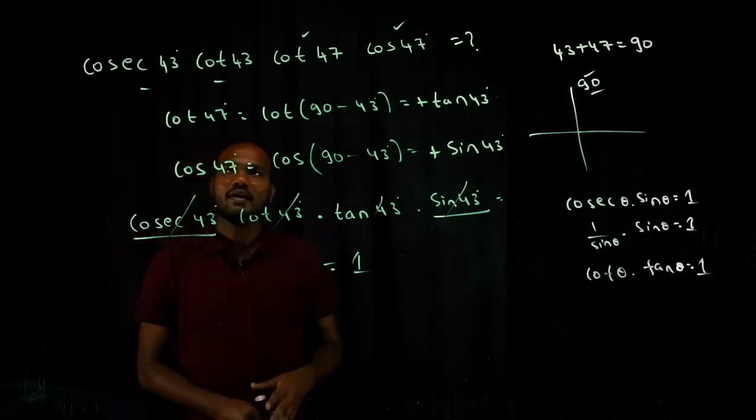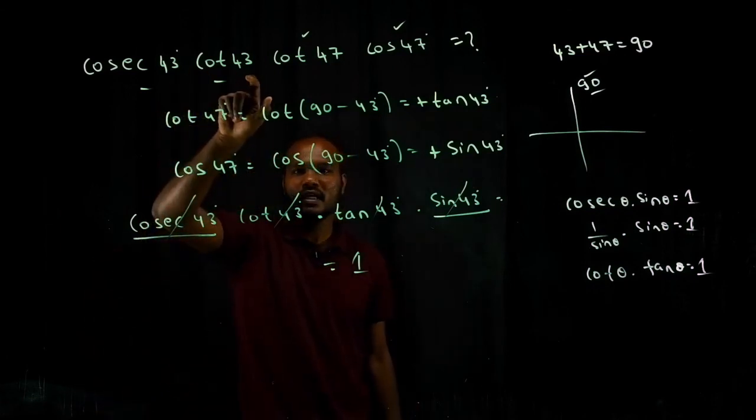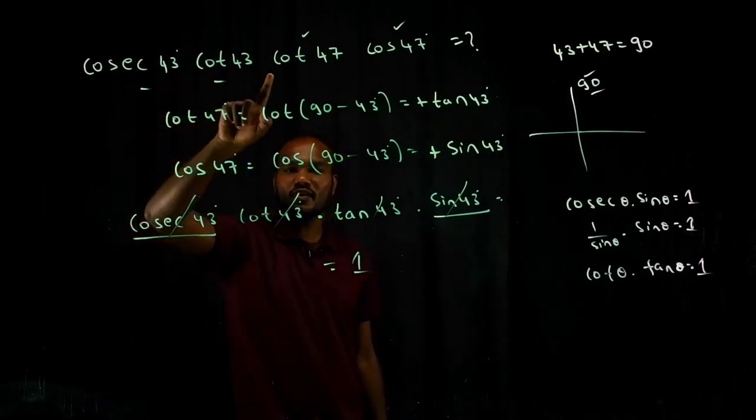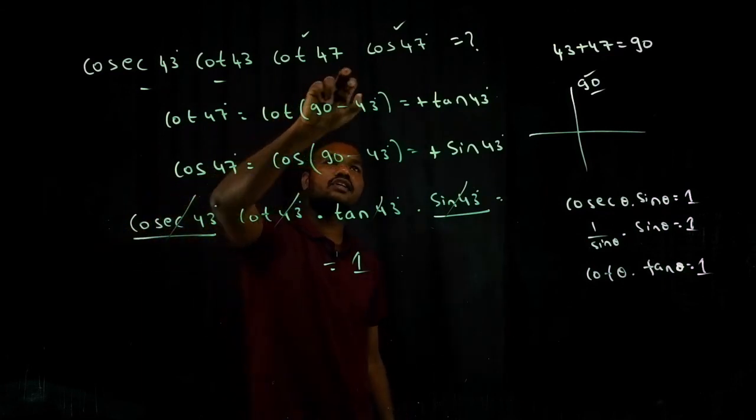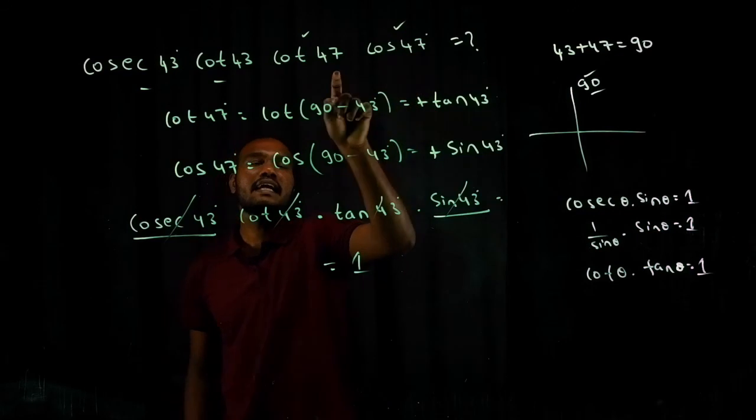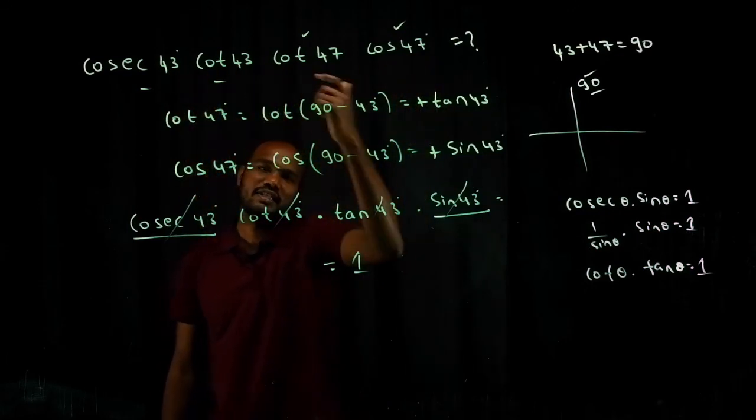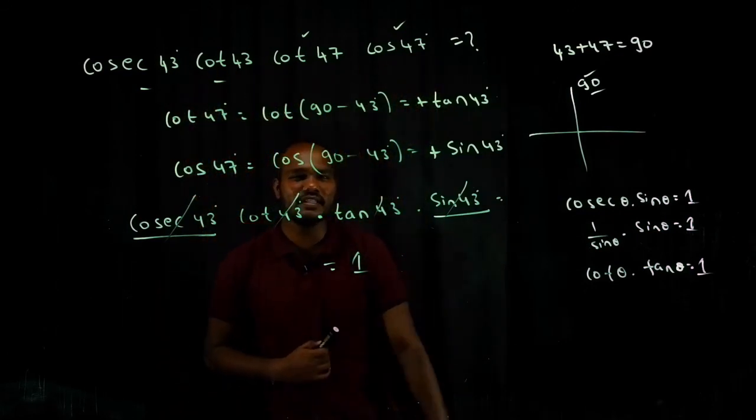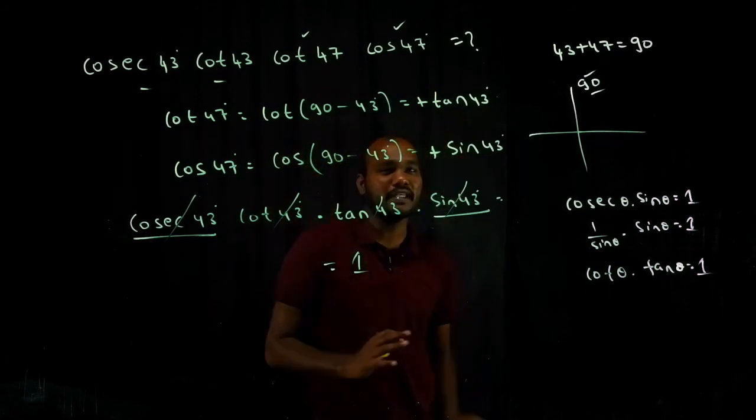So what you need to do? You have to keep two angles the same, or one angle same. If there is 43, just keep 43, don't touch. For 47, change 47 to 43. Or you can do another thing. You can keep 47 as it is. You have to convert 43 into 47. We have made an entire video on how to convert from here to here. Please go and check it.